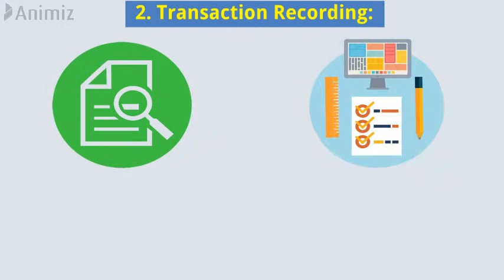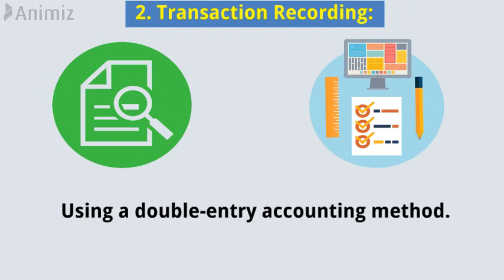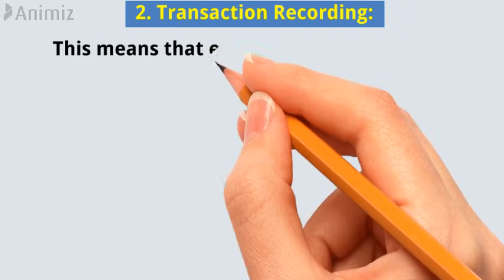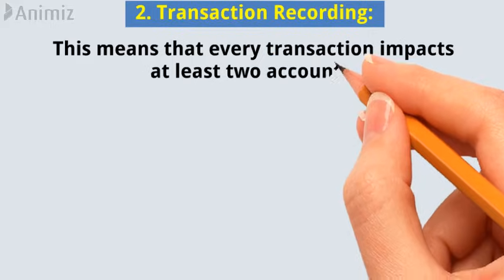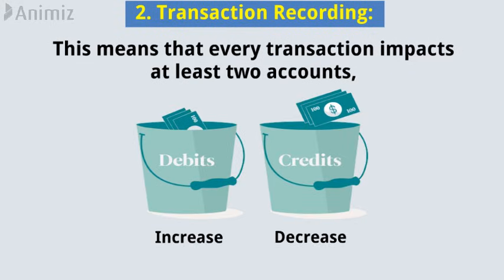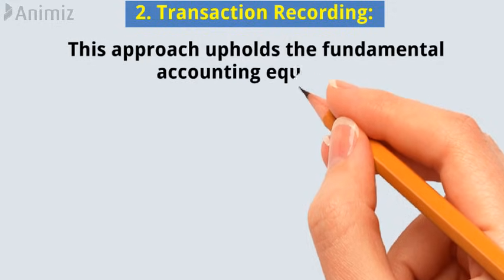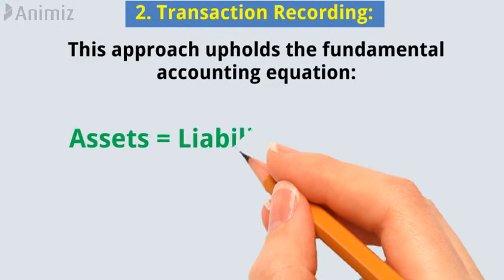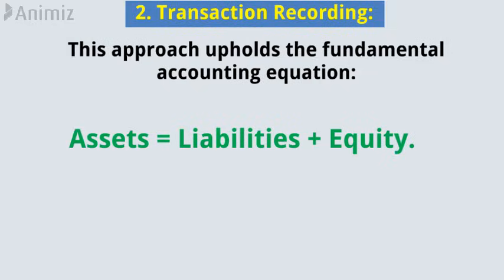2. Transaction recording. Once transactions are identified, they are recorded in the accounting system using a double-entry accounting method. This means that every transaction impacts at least two accounts, with one account debited and another account credited. This approach upholds the fundamental accounting equation: assets equals liabilities plus equity.